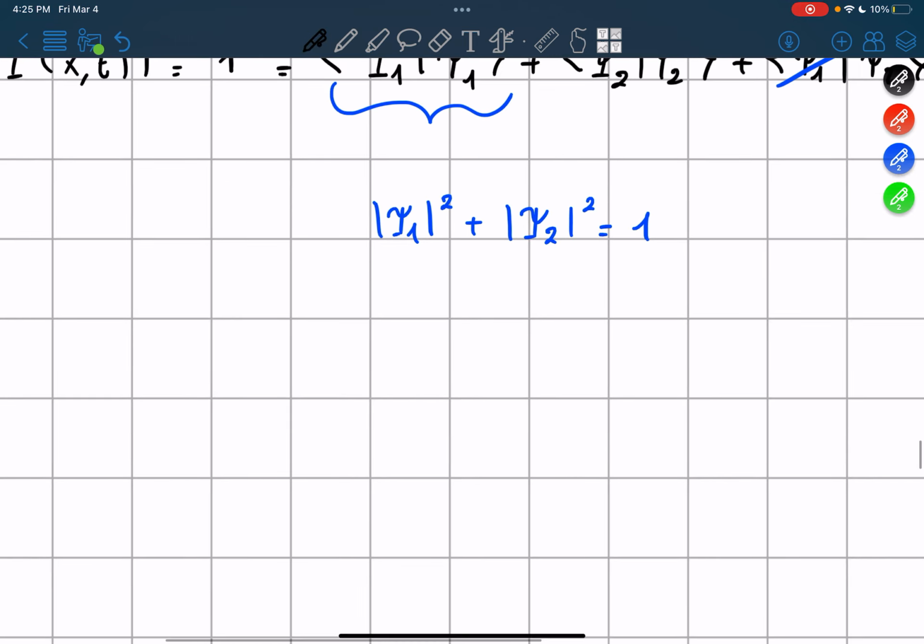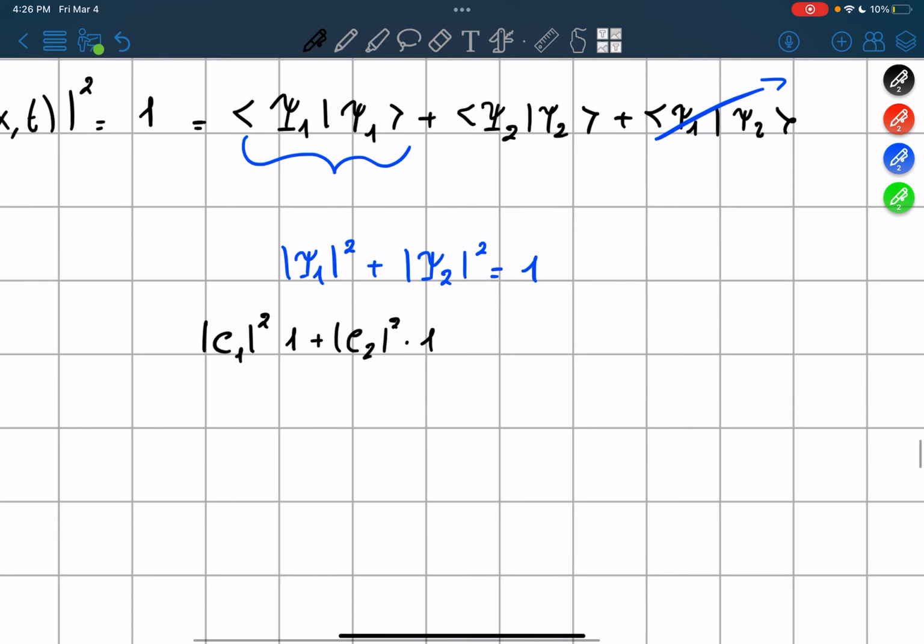Well, we're going to get c1 squared, and then the rest will be equal to 1, because of course we know that our function squared is equal to 1, plus c2 squared times 1 again. I'm just taking the cn out of our equation, so the cn will be part of this.